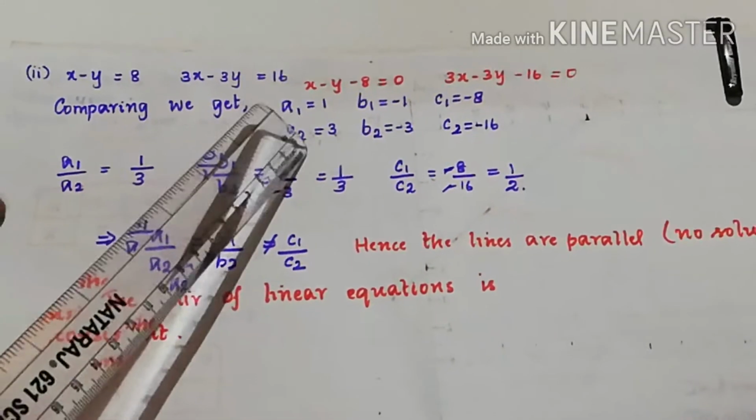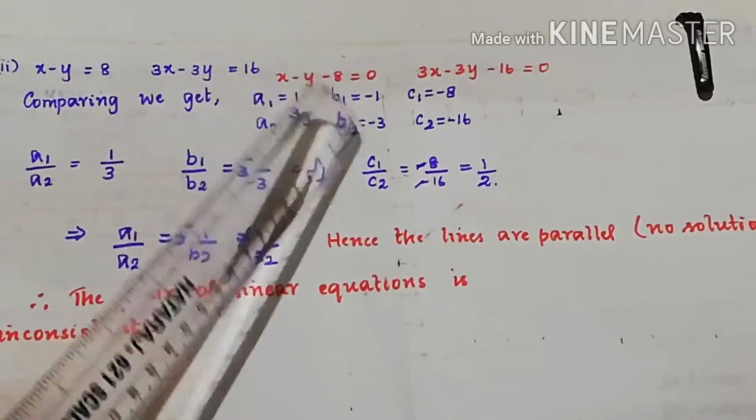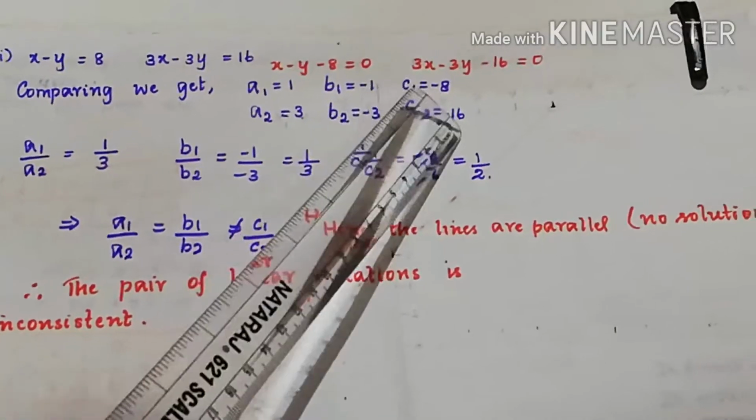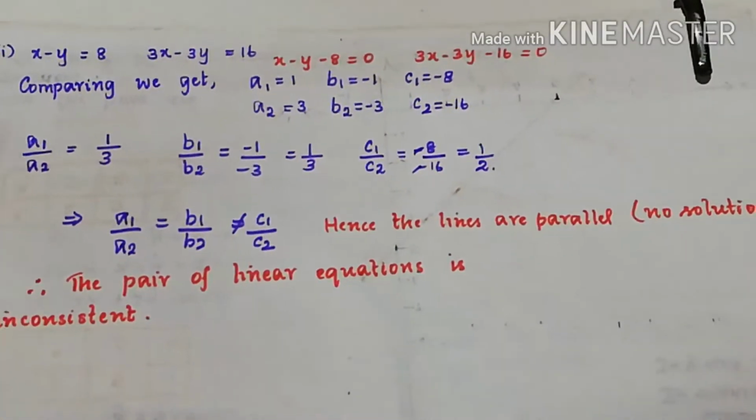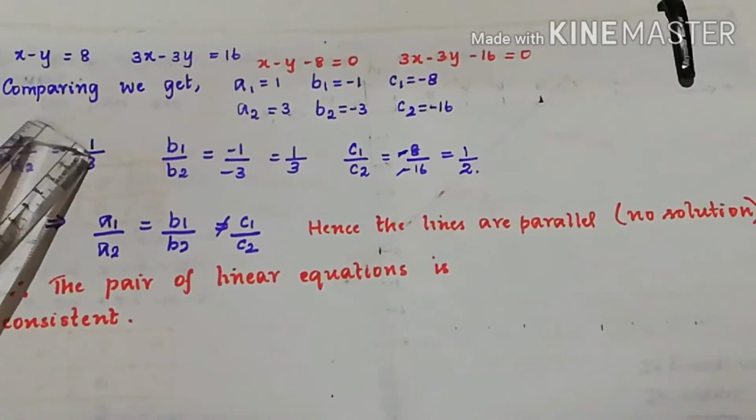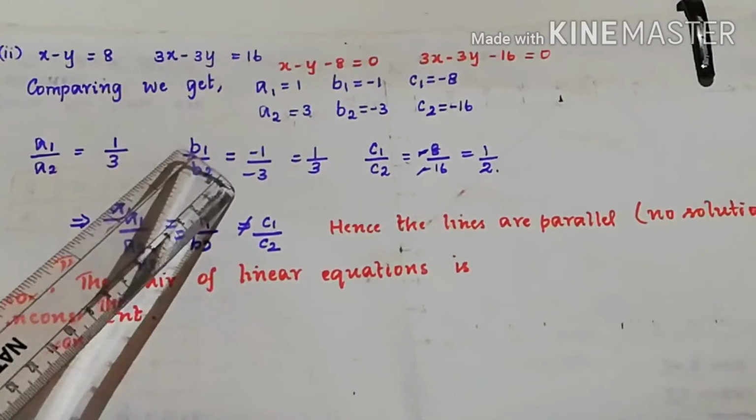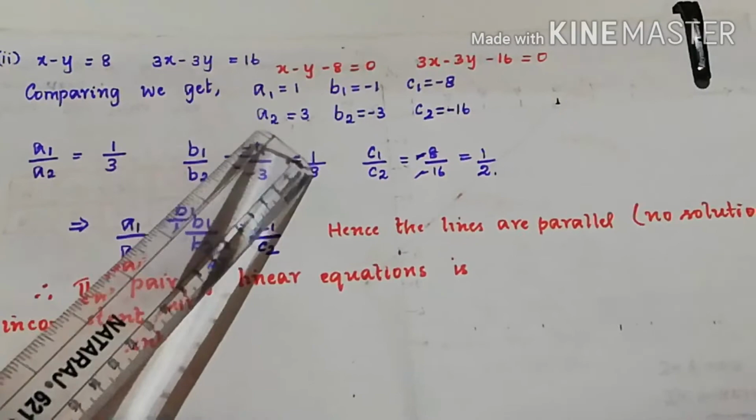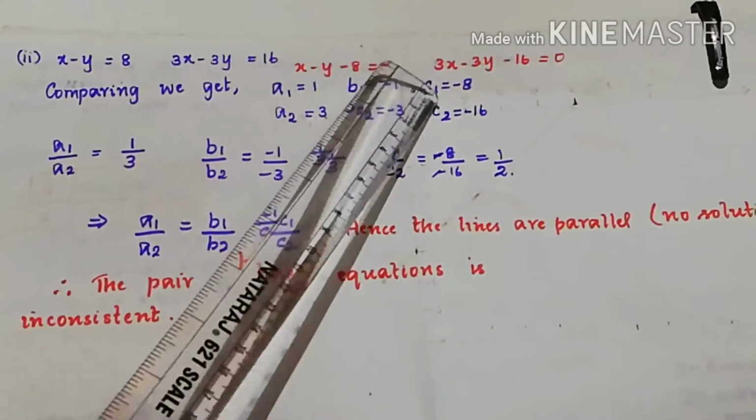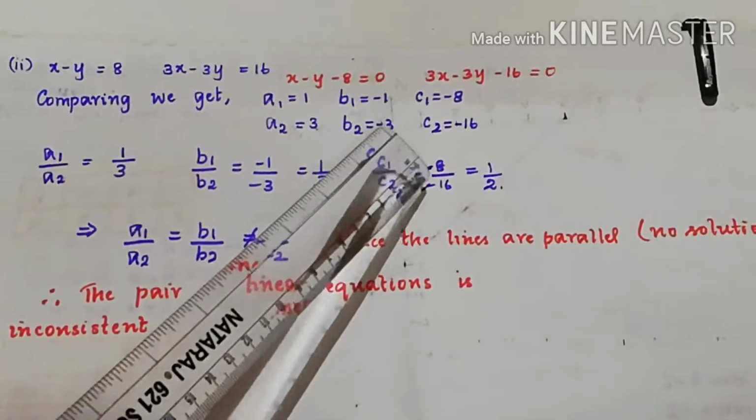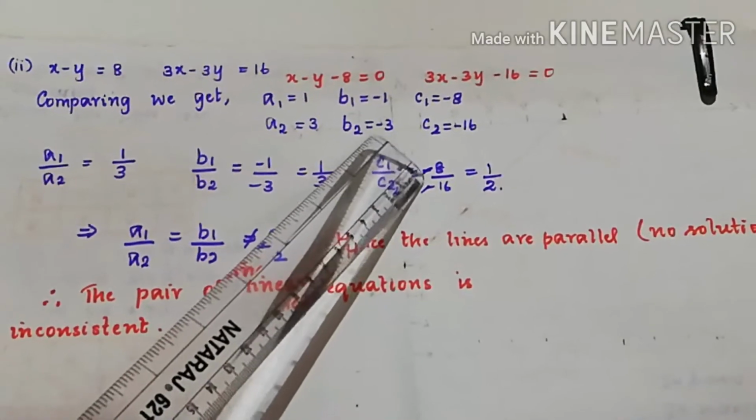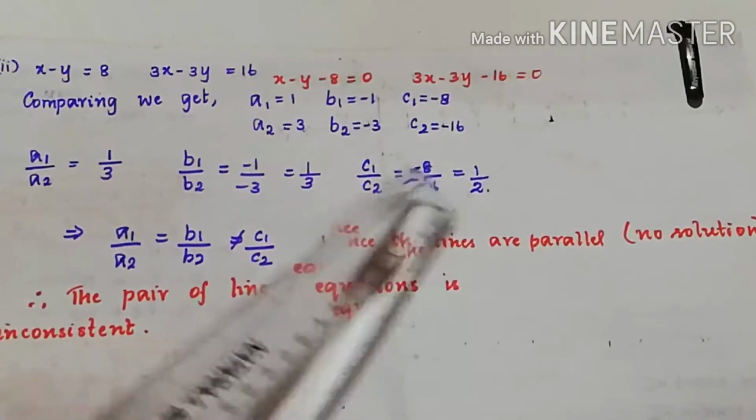From the second equation, a2 value is 3, b2 value is minus 3, c2 value is minus 16. Now the ratios: a1 by a2 is equal to 1 by 3. b1 by b2 is equal to minus 1 by minus 3, so the minus gets cancelled and you get 1 by 3. Then c1 by c2 is equal to minus 8 by minus 16. Minus gets cancelled, you get 1 by 2.